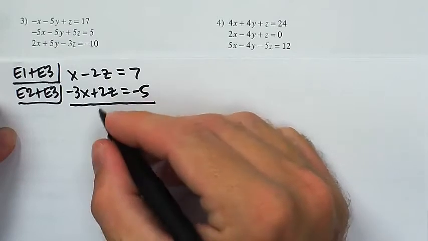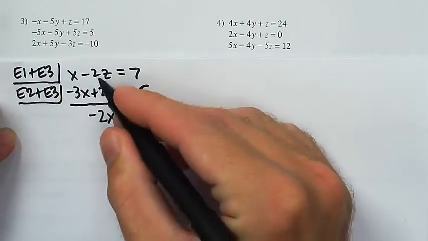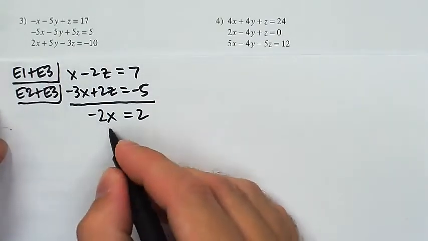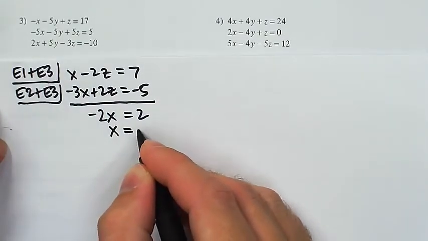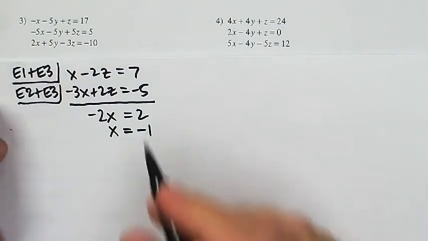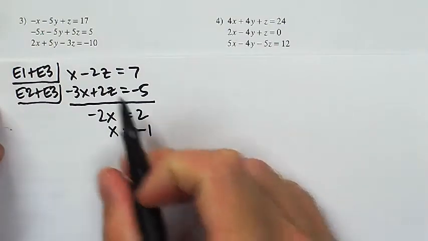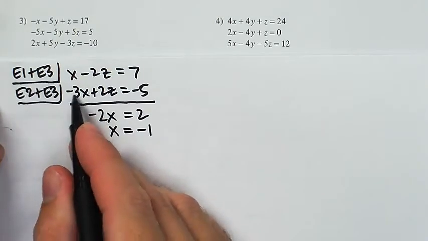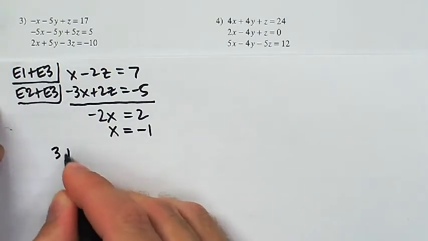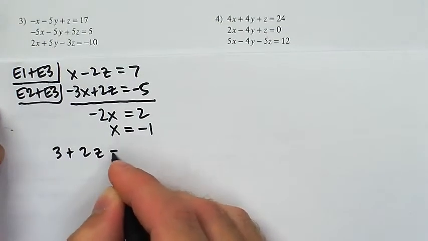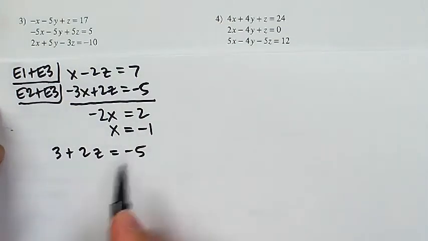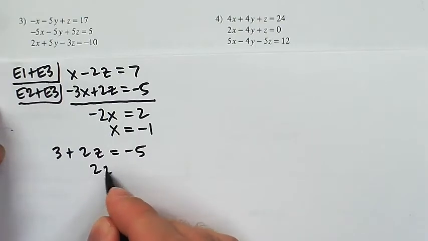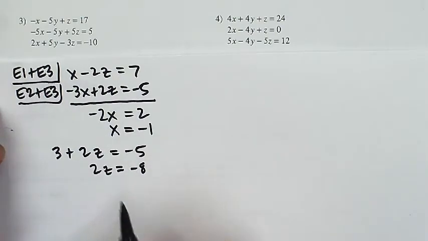It's probably a well-designed worksheet. So x minus 3x is negative 2x, no z's, equaling 2. And so then I'm going to divide both sides by negative 2, and I get x equals negative 1. From that, I'm going to go over here, and I'm going to say negative 3x plus 2z equals negative 5. So negative 3 times negative 1 is positive 3, plus 2z equals negative 5. And then I'm going to solve for z by subtracting 3 and dividing by 2.